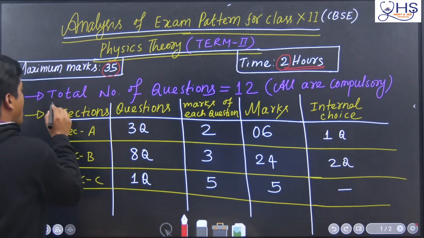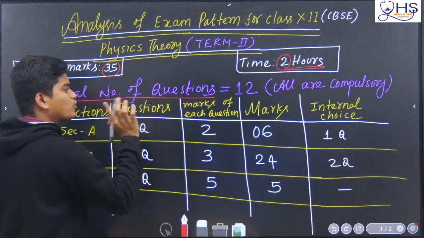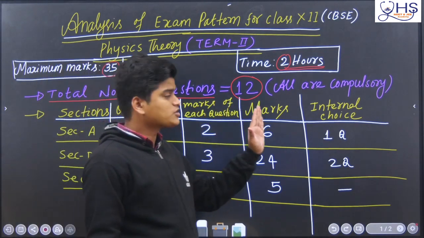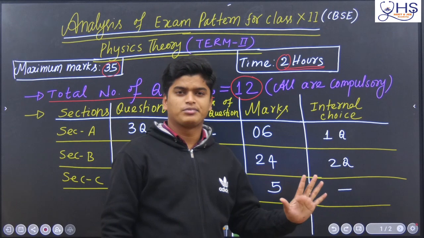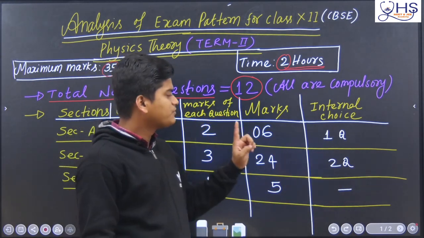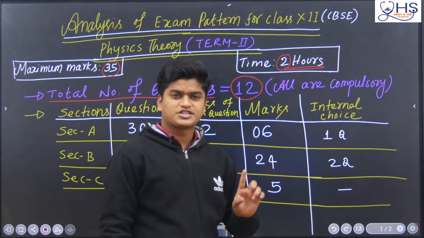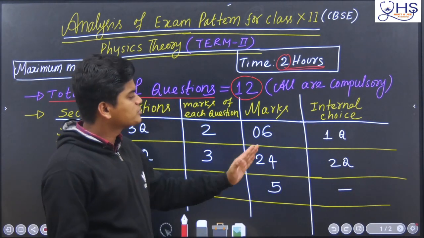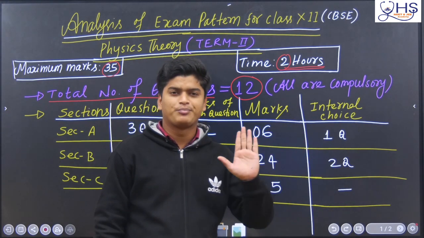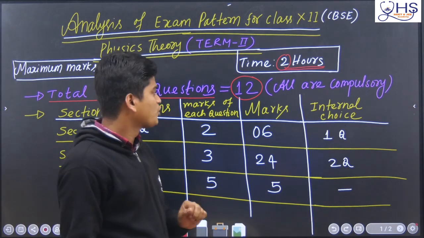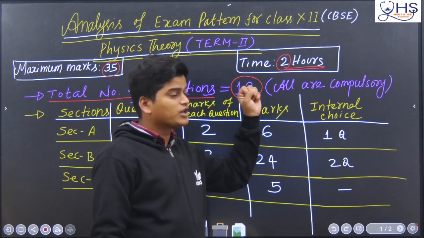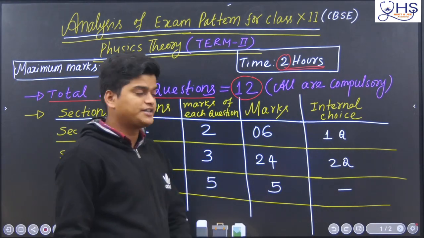And here, if you see how many questions they will ask, the total number of questions will be 12, and all 12 questions are compulsory. You cannot skip the questions, but they will give some internal choice for specific questions. In the sample paper there are maximum 3 internal choice questions. But remember, you have to attempt 12 questions correctly, and all are compulsory.